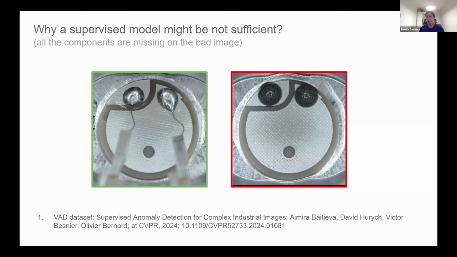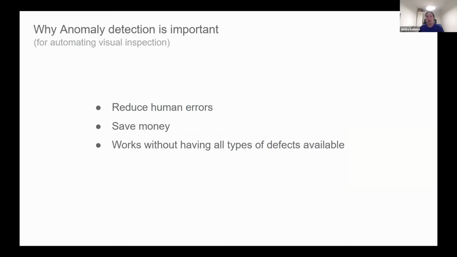You might sometimes have a combination of a supervised classification model for some common defects, for which you have enough data, but you still need an anomaly detection model to detect rare and unseen defects. Just to summarize, the anomaly detection task is quite important for automating visual inspection, and there are many AI models emerging very often which promise to solve this task and classify 99.9% of parts correctly.